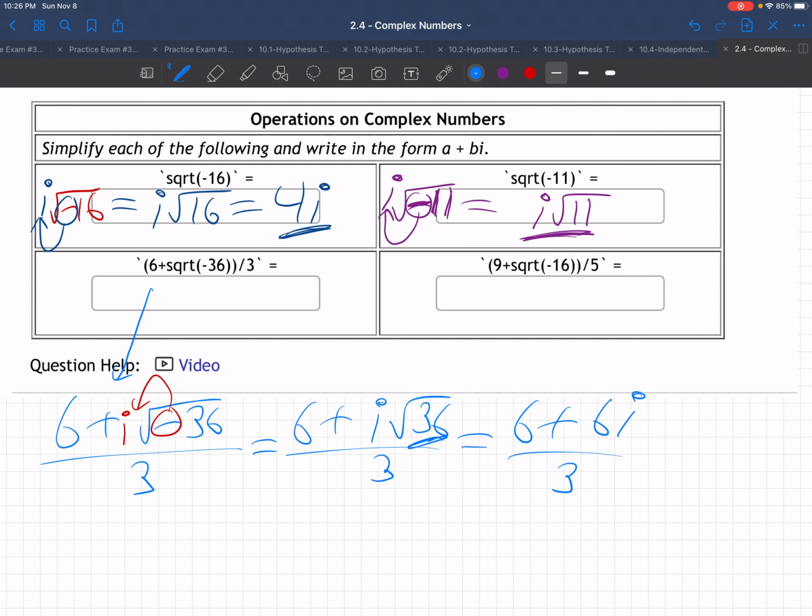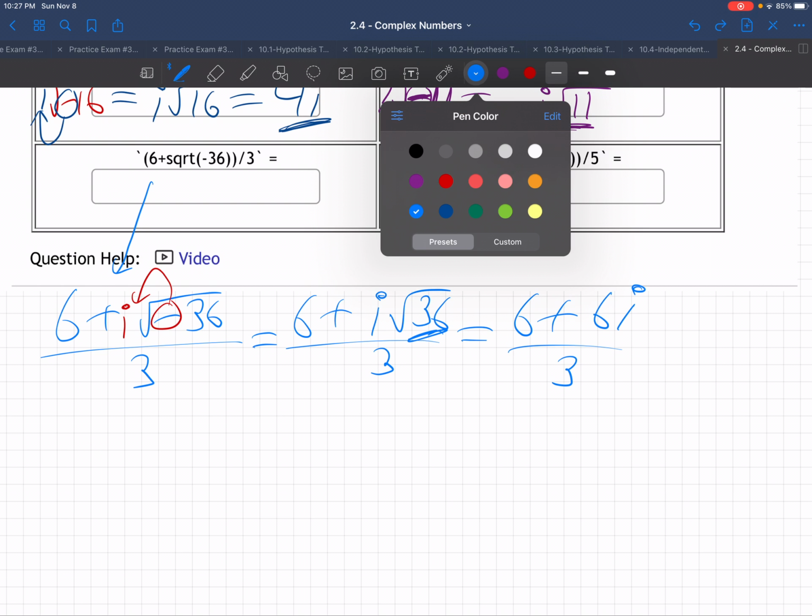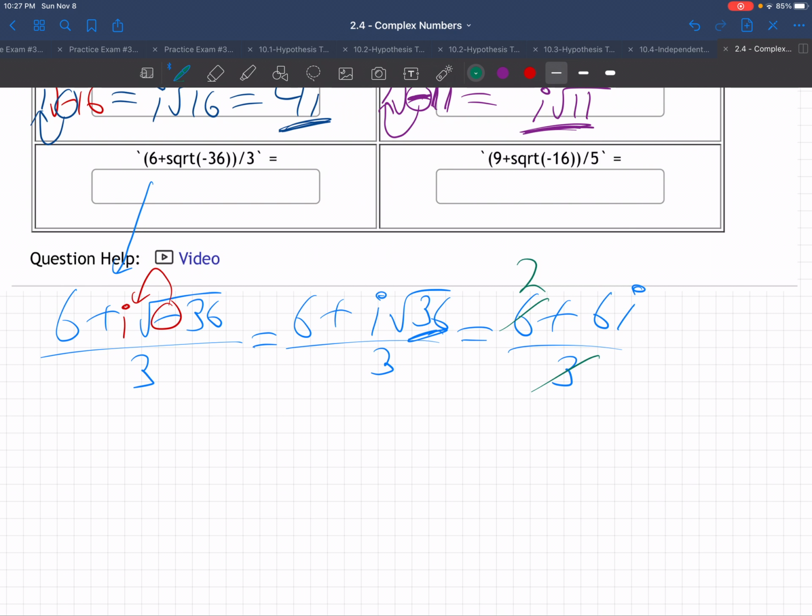Now, what can we do with this? Well, we can separate that, right? We can, well, here, let's just do this. We can just divide them both. 3 goes into 6 2 times and into 6 2 times. 2 plus 2i. 2 plus 2i.